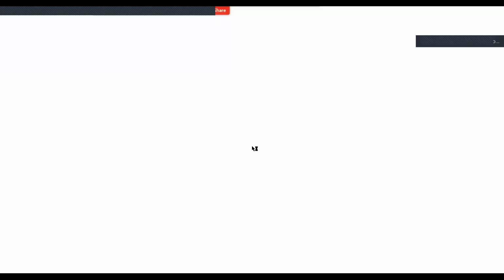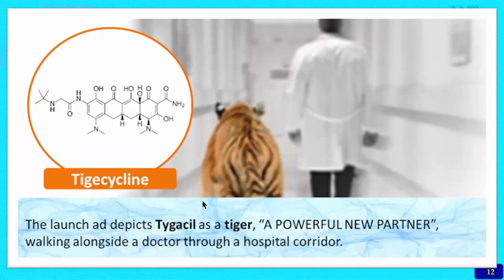Tetracycline was one of the very good and strongest medicines, a powerful new partner. Tetracycline had a lot of advertisers. They showed a picture of a tiger walking with a particular doctor. They said it's a tiger, and that's why the name Tigacil came into the market. So that's how it went.